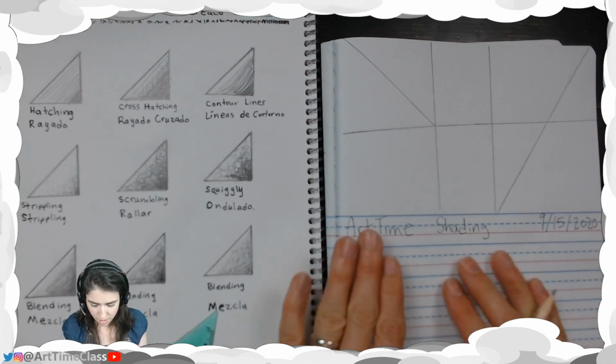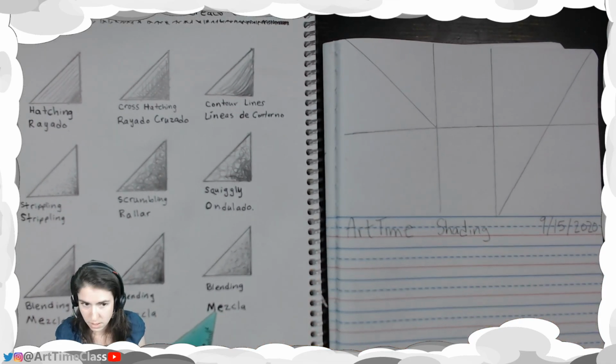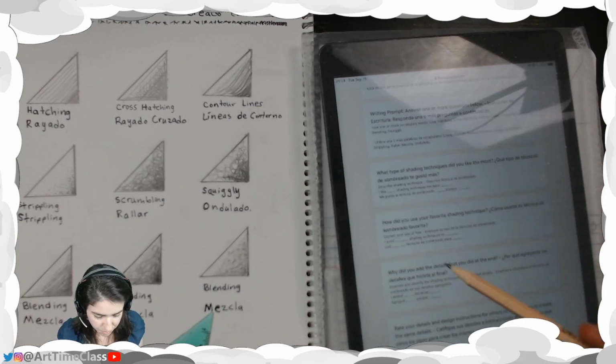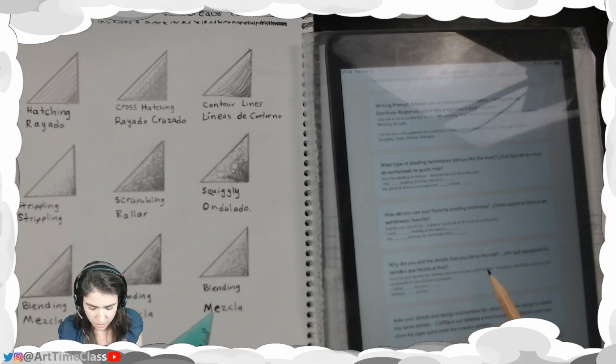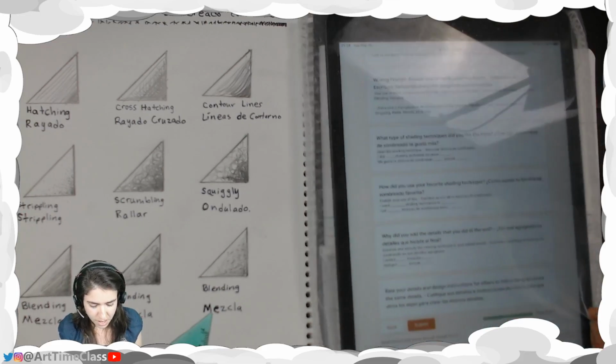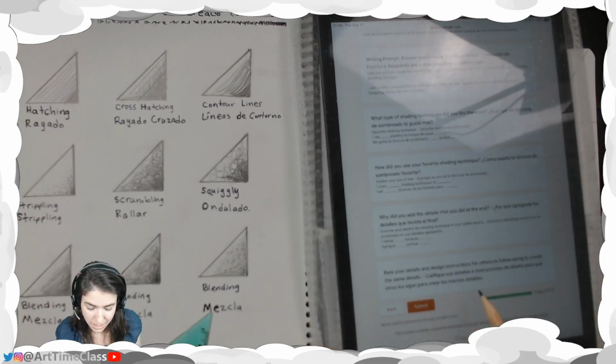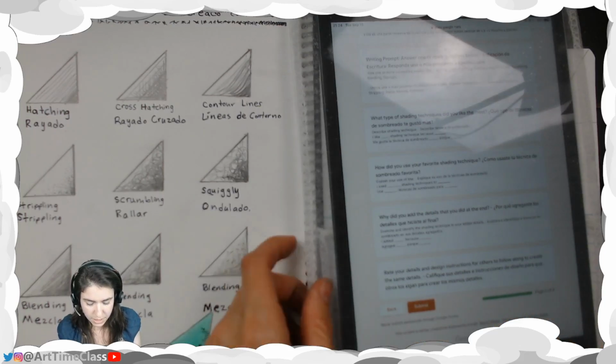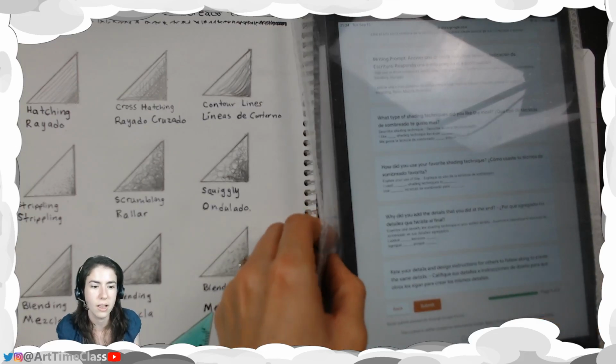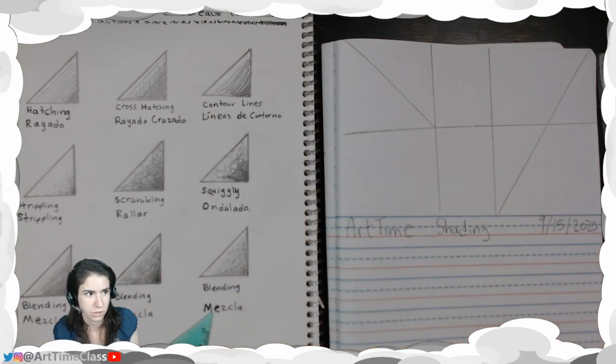All right, now I'm going to do some writing down here. Let's look at the questions so I can be thinking about the questions while I do my drawing. What type of shading techniques did you like the most? How did you use your favorite shading technique? Why did you add the details that you did at the end? And then the last one is rate your details and design instructions for others to follow along to create the same details. Ooh, that's like a super high level question right there. It's like a GT question.